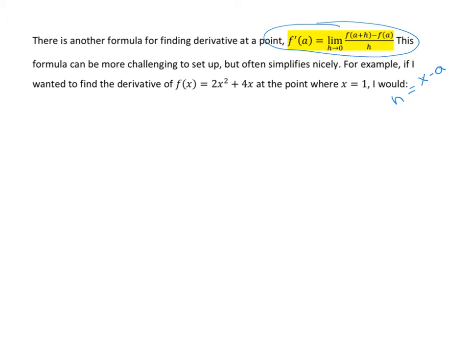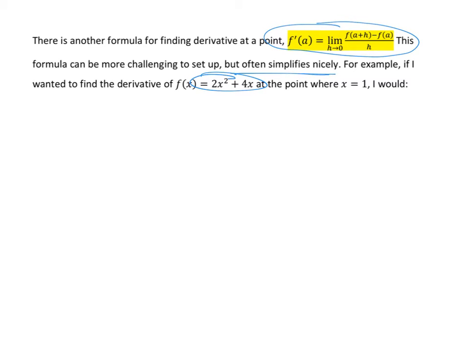And that's just some algebraic manipulation, and the reason why we might want to use this second formula is because of what I say right in here. It usually simplifies really well. So this formula, it can be a little harder to set up, but it's usually a little bit easier to simplify. So if we take a look at this problem and we try to set up the formula.